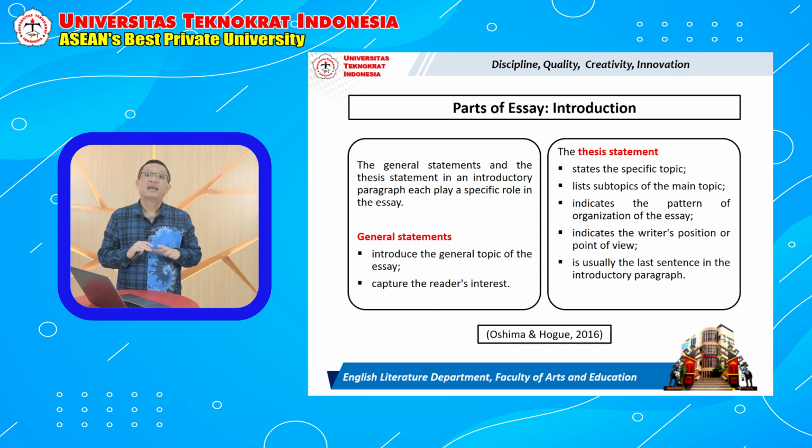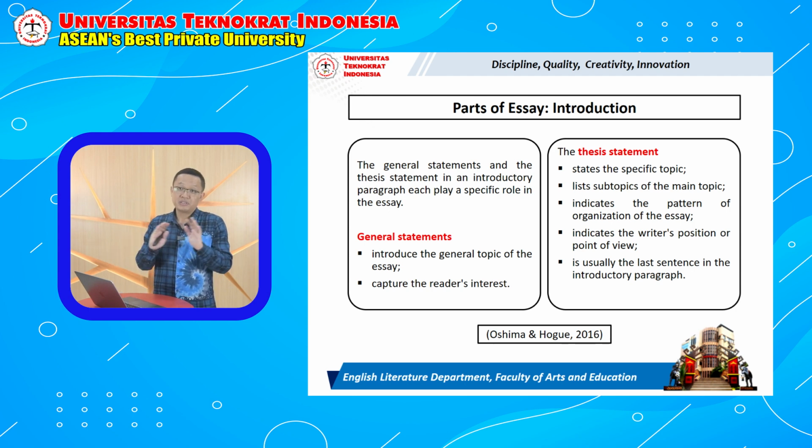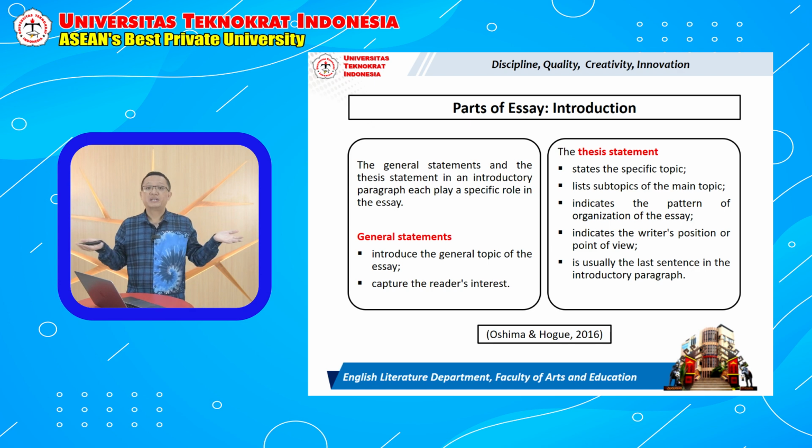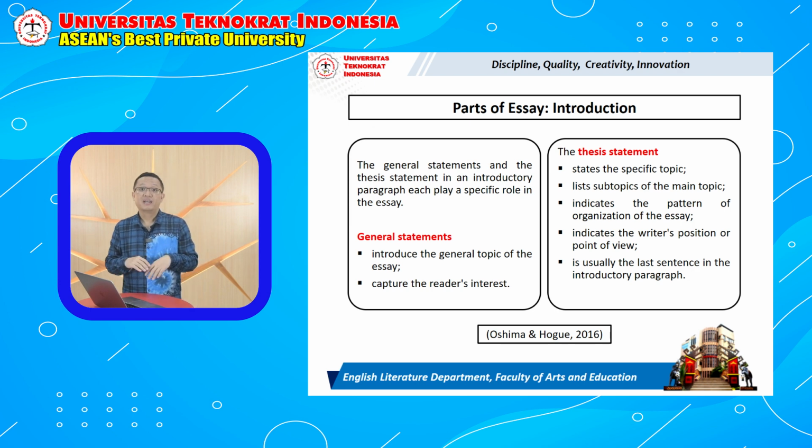There are 2. Okay, and number 2, we have thesis statements. So what should be written in a thesis statement, or what is a thesis statement? Basically, a thesis statement states the specific topic, lists subtopics of the main topic, for example, indicates the patterns of organization of the essay, and indicates the writer's position or point of view. Remember, you can have first point of view or third point of view, all right?